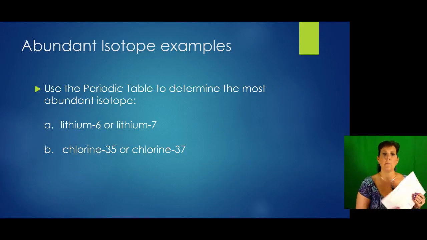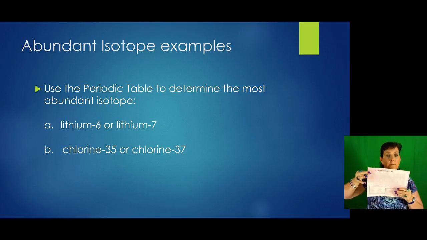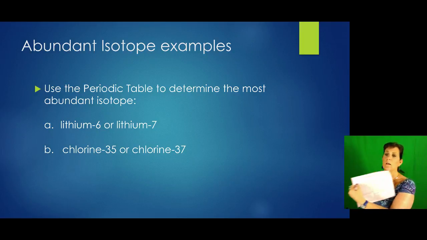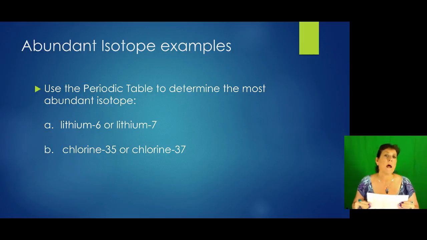So look at the periodic table, and I want you to determine the most abundant isotope, which means which one we have the most of. Lithium, what's lithium's symbol? Li, so find Li. There it is. Okay, so is lithium 6 or 7 the most abundant isotope, given that lithium's mass is 6.94? 6.94. It's closer to 7, yes. So lithium 7 is predicted to be the abundant isotope because the average is closest to it.